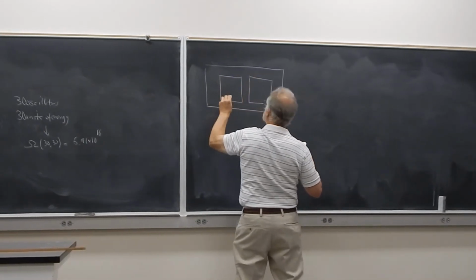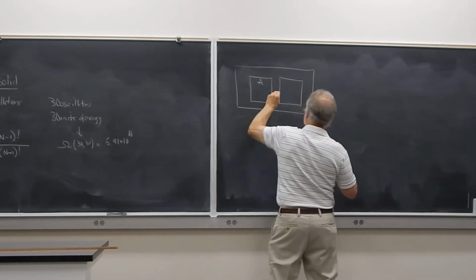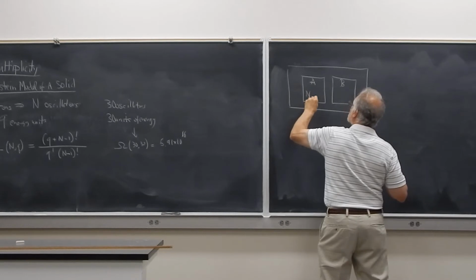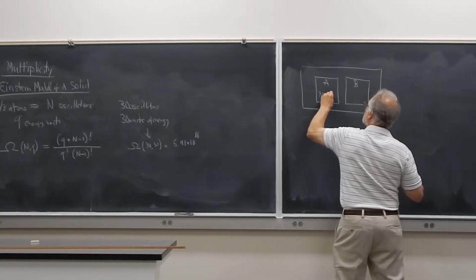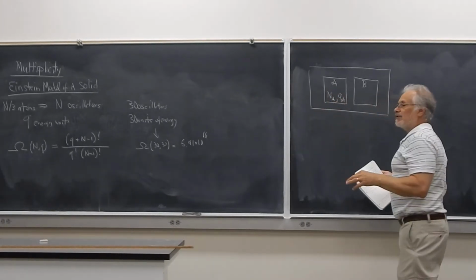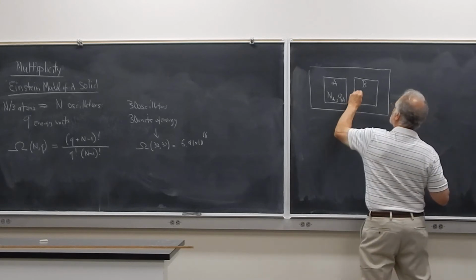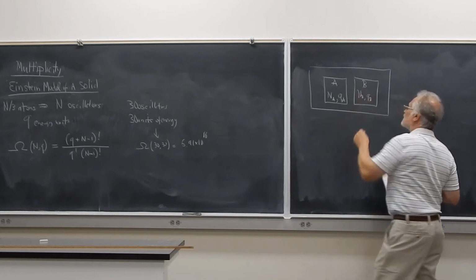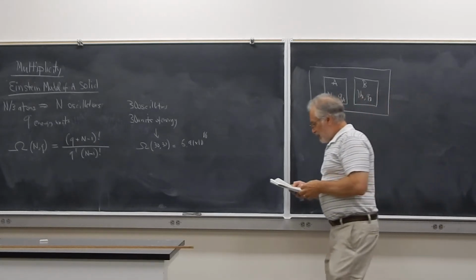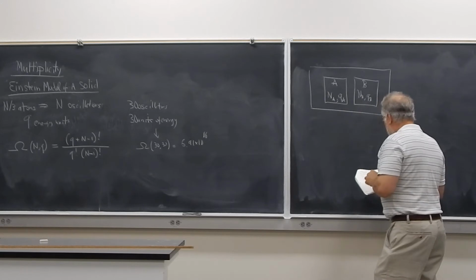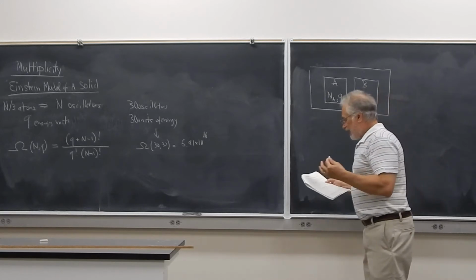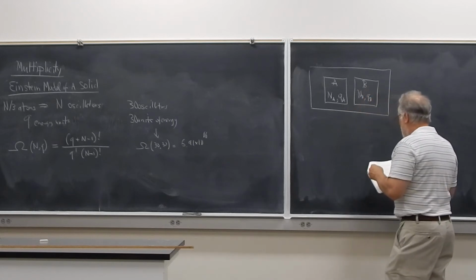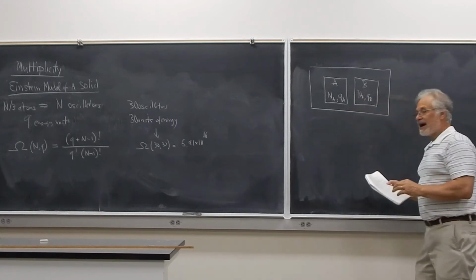We have 2 solids. We'll call this one solid A. We'll call this one solid B. This one has n sub A number of oscillators and q sub A units of energy to disperse amongst the oscillators. This has n sub B oscillators with q sub B units of energy to disperse. Now, what we're going to do is essentially explore heat flow and irreversible processes by letting these 2 solids interact thermally.